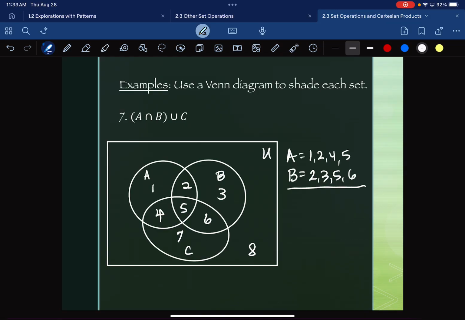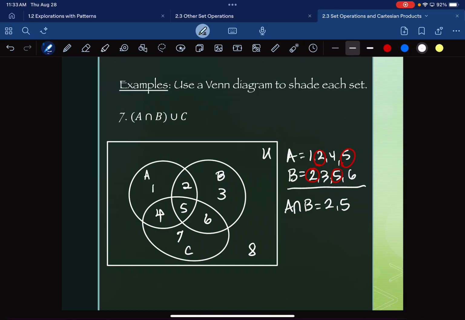How am I going to join A and B according to the description of the problem I'm given? What they have in common. It's the intersection that they give me the symbol for. Intersection means what they have in common. So as I'm taking a look at my list, I want to only look at the numbers they have in common, which are 2 and 5. I'm going to write those down. This is 2 and 5. We have now done everything inside the set of parentheses, right?